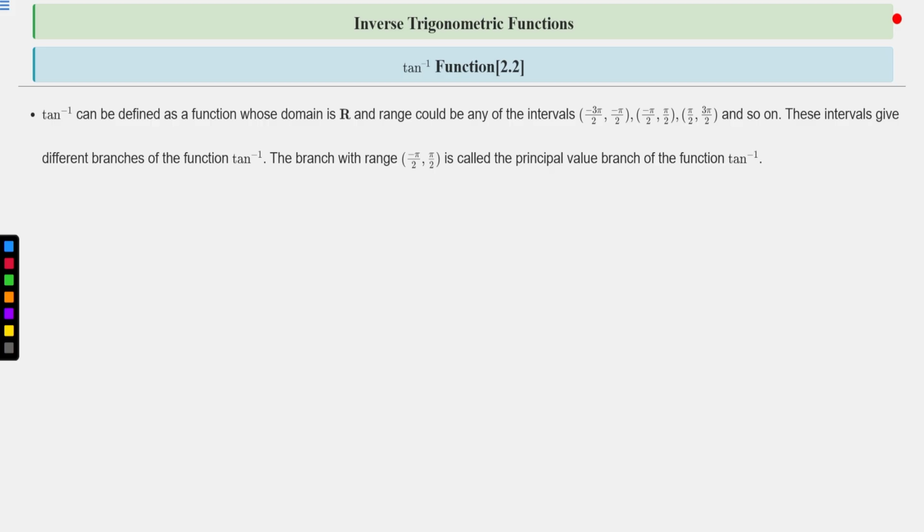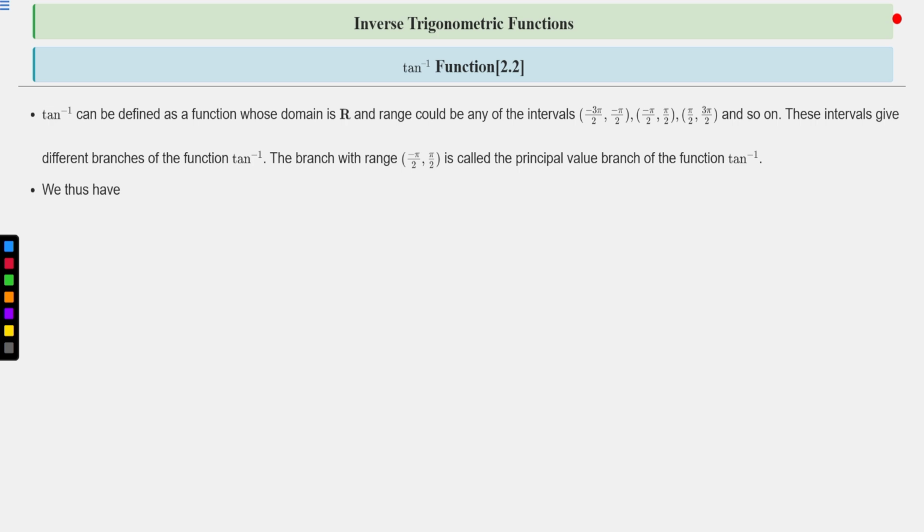Now tan inverse x can be defined as a function whose domain is R and whose range could be any one of the intervals minus 3 pi by 2 to minus pi by 2, minus pi by 2 to pi by 2, pi by 2 to 3 pi by 2, and so on. These intervals give different branches of the function tan inverse. The branch with range minus pi by 2 to pi by 2 is called the principal value branch of the function tan inverse. Got it?